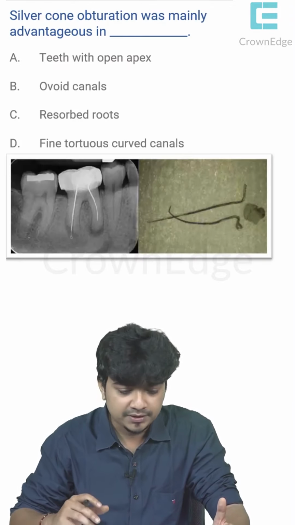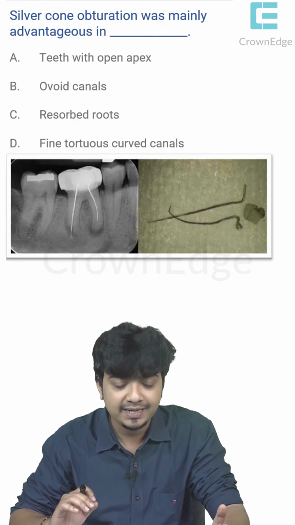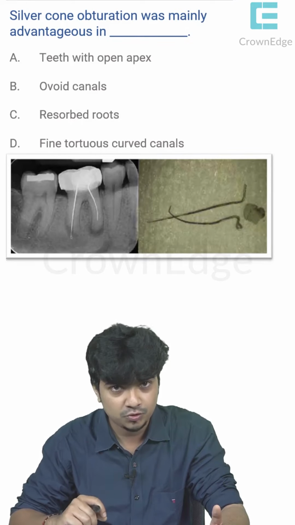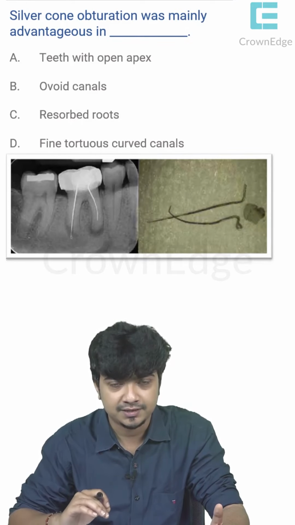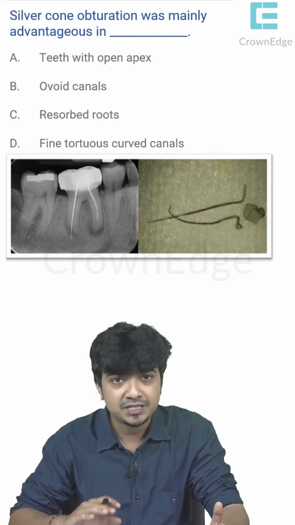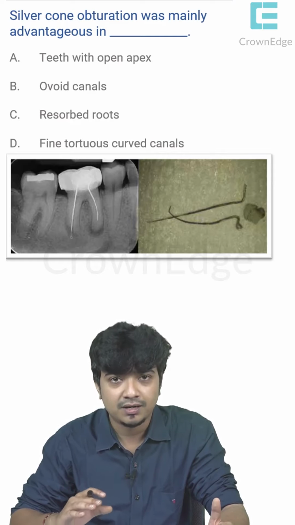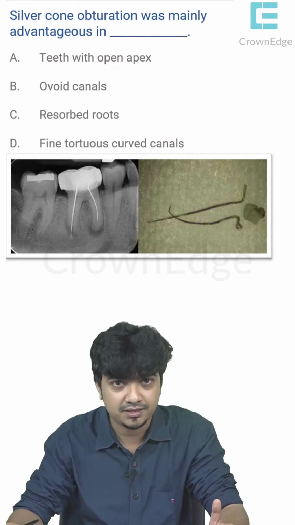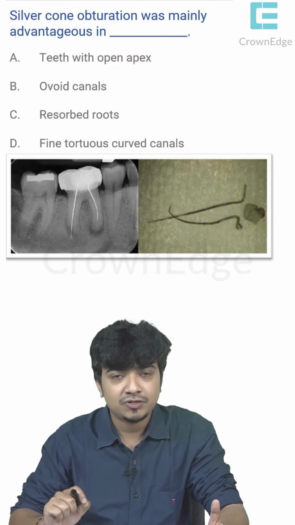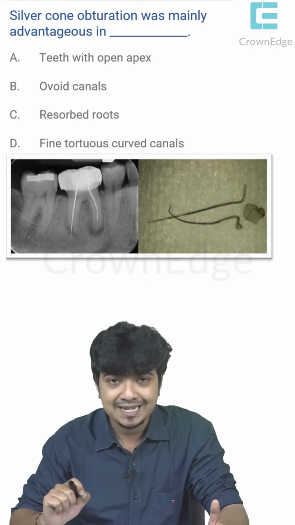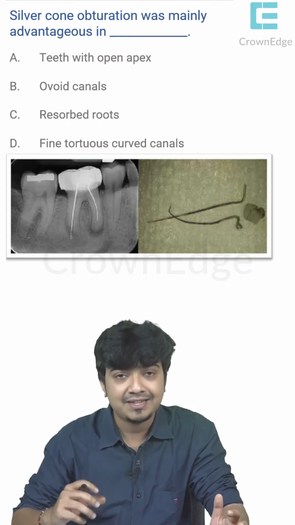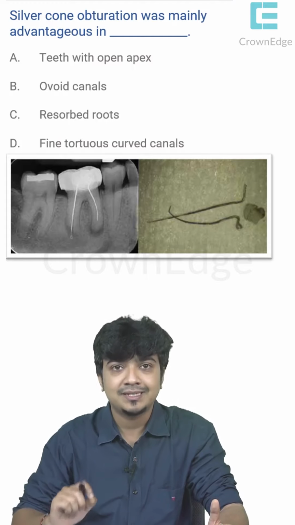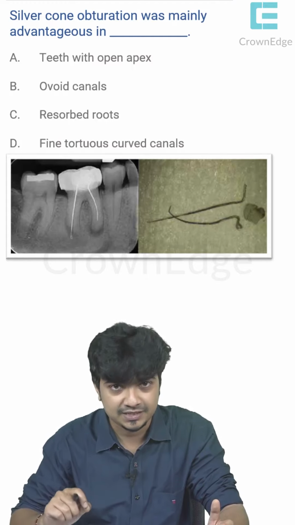It's about silver points. Silver cone obturation was mainly advantageous in teeth with open apex or ovoid canals, resorbed roots, or fine tortuous curved canals. Silver points have been historically very successful and they were used for many decades before gutta percha was discovered. The reason for silver points being successful was that they were antibacterial. They have the antibacterial action which causes a bacteriostatic action. So this is the main reason why silver points were successful.